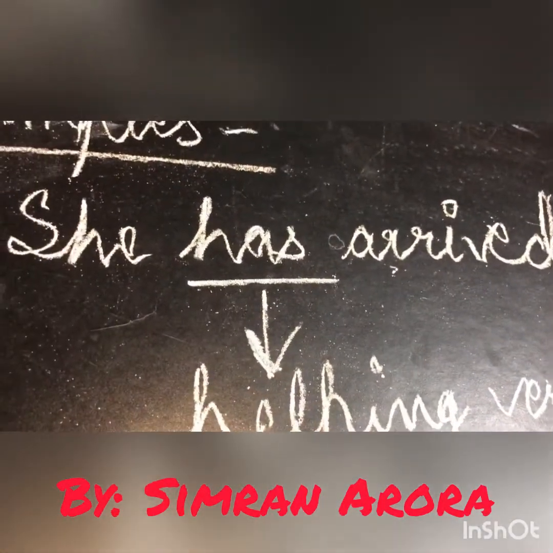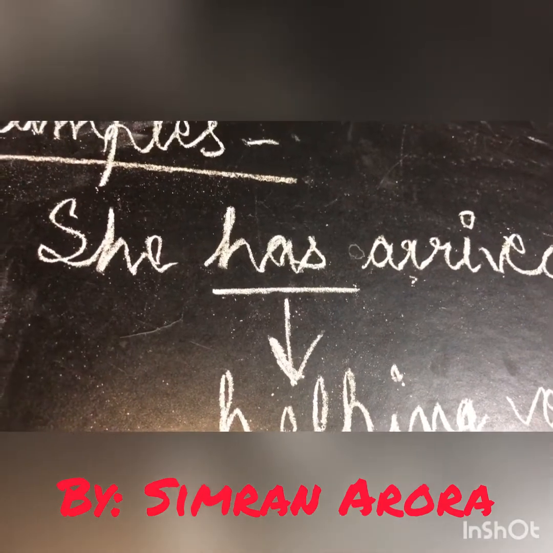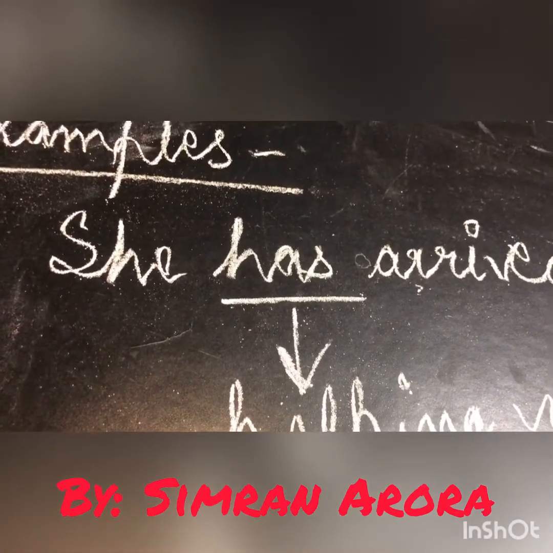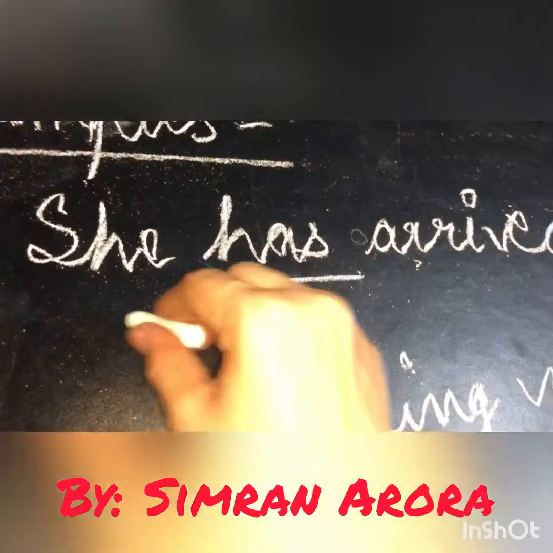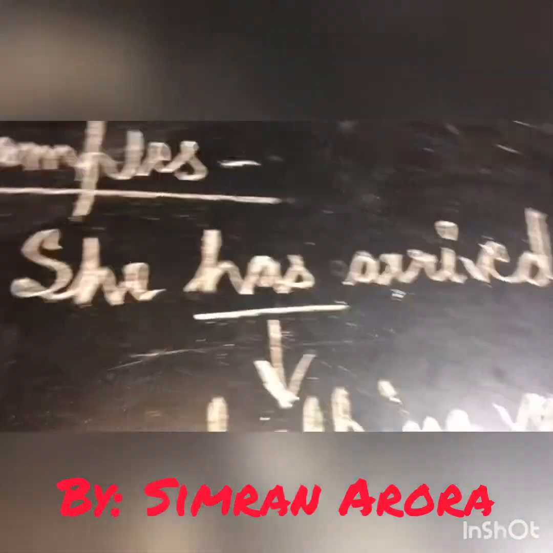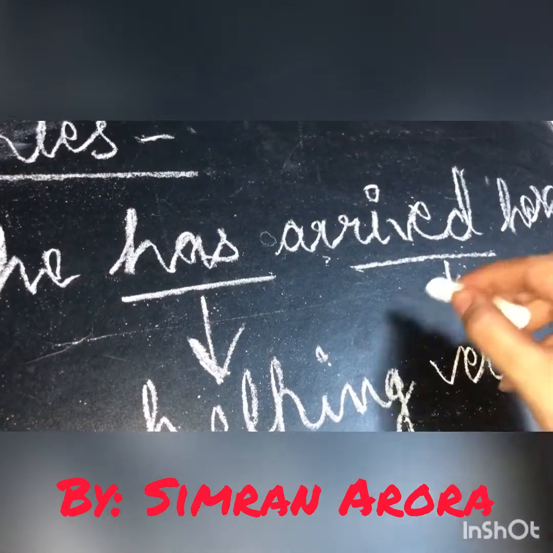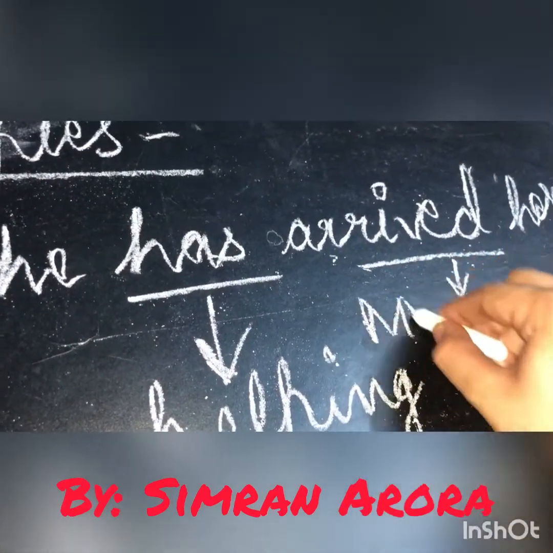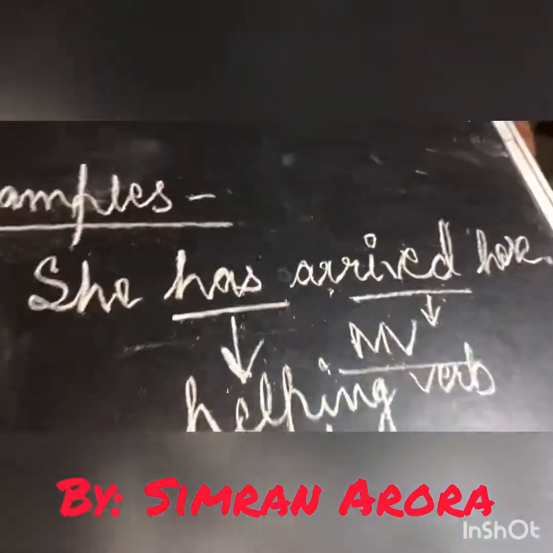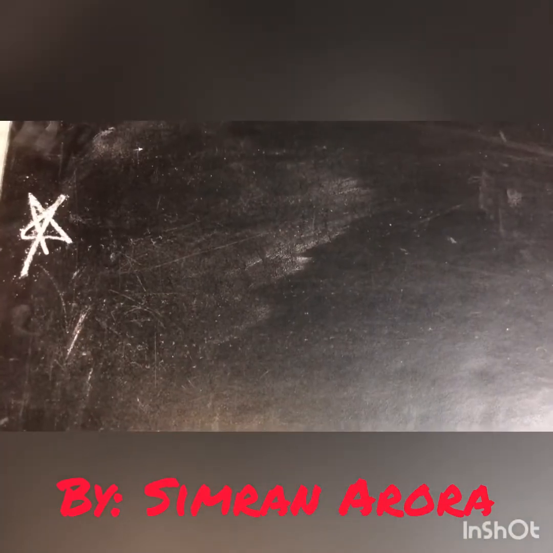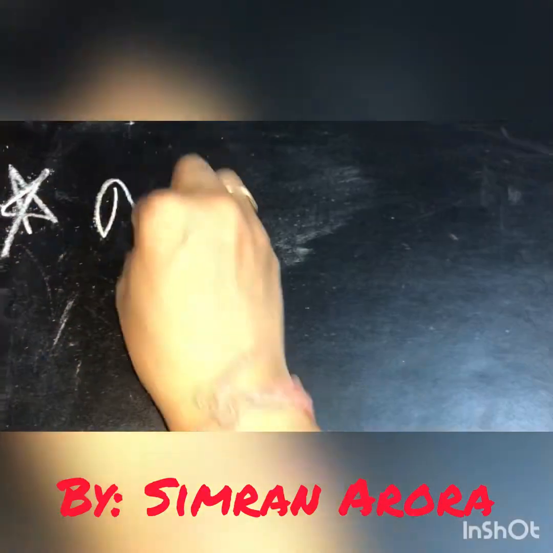And the main verb is, we read about verbs, na. Verbs are known as action words. So which word here is telling us the action? Arrived. Very good. So the main verb is arrived. Arrived is the main verb.